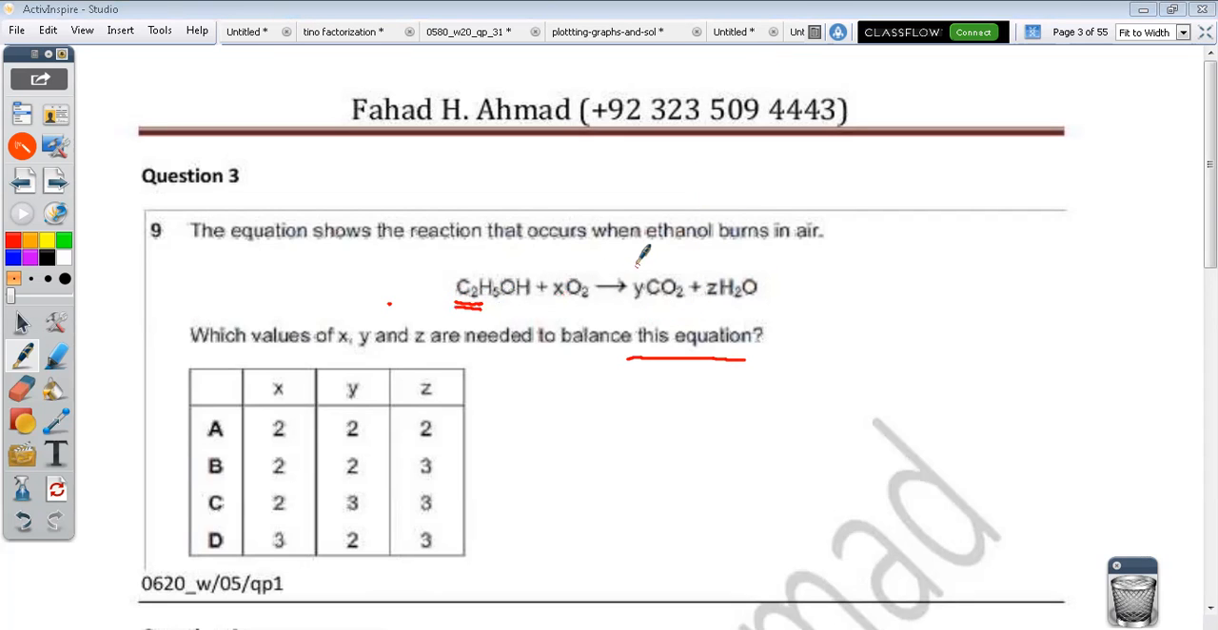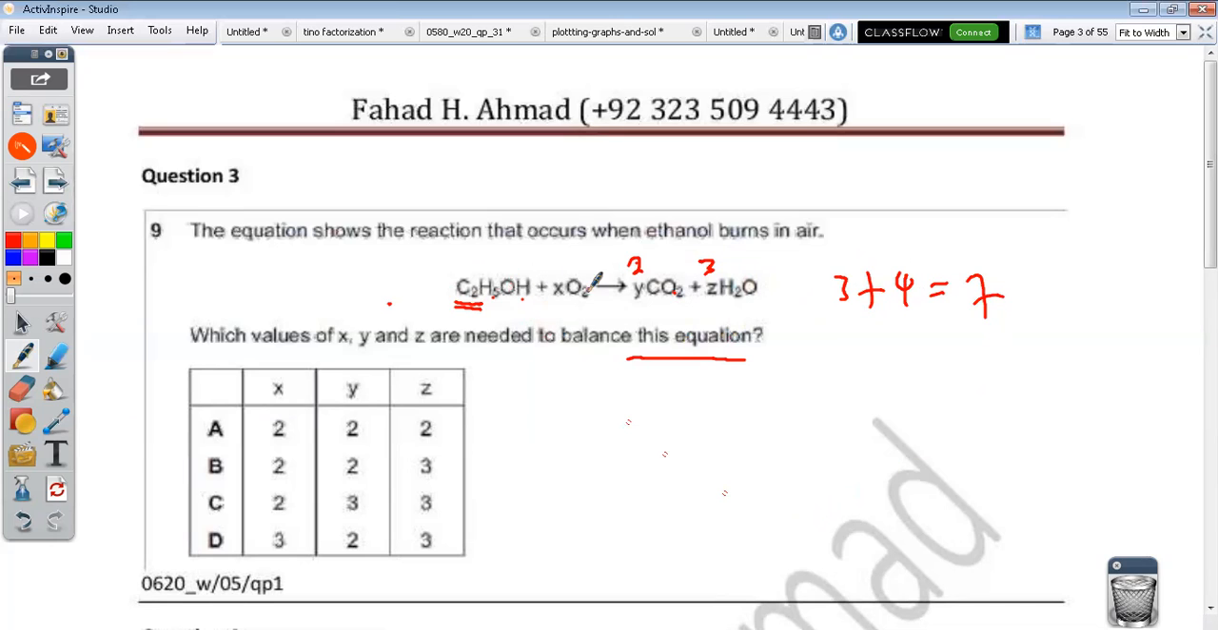Two carbons. So we put two there, so that we have two carbons. Then how many hydrogens do I have here? I've got 5 plus 1, 6. So for me to have 6 there, I need to put 3 there. Making sense? Now, when I do that, the carbons are balanced, the hydrogens are balanced, but the oxygens are not balanced. How many oxygens altogether? Look at this. 3 oxygens plus 2 times 2, 4. So how many oxygens? 7.